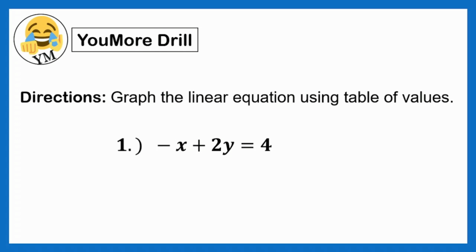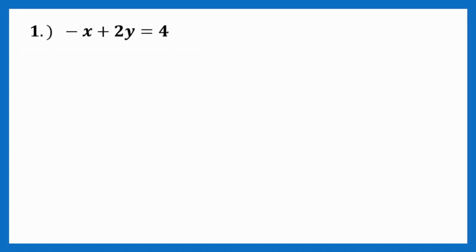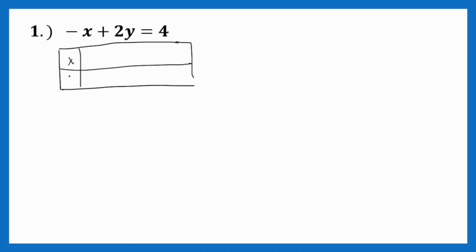Alright, time's up. So let's answer this YouMore drill. So gawa muna si sir ng table of values dito. Ayan. X, Y. So gagamitin ko ay 0, 2, and 4. Ayan. Bakit? Nasolve ko na to prior pa bago ko ipakita. Ayan. So kapag gumamit ka ng 1, it will turn out a fraction ng sagot. Kapag gumamit ka ng 3, it will turn out a fraction pa din yung sagot. So kaya 0, 2, 4 na ang gamitin natin.